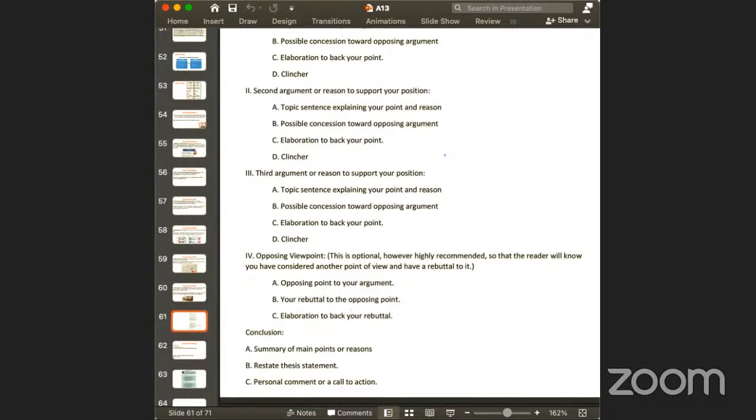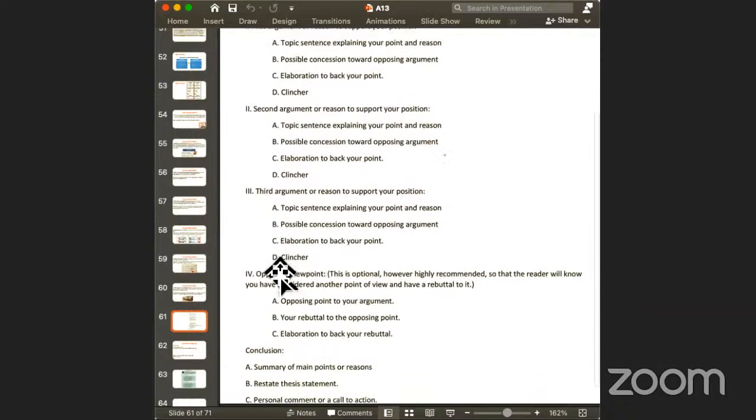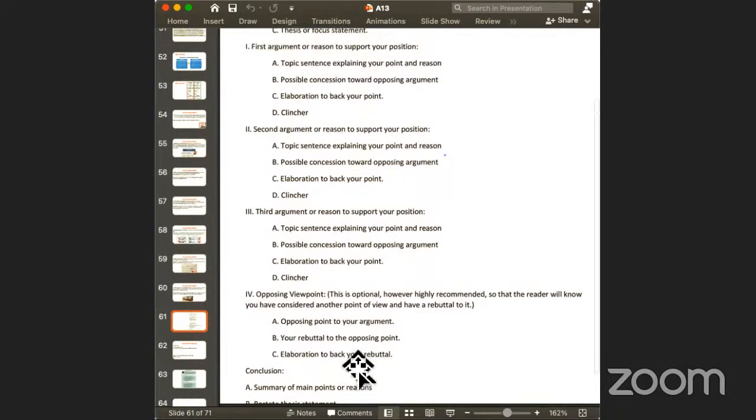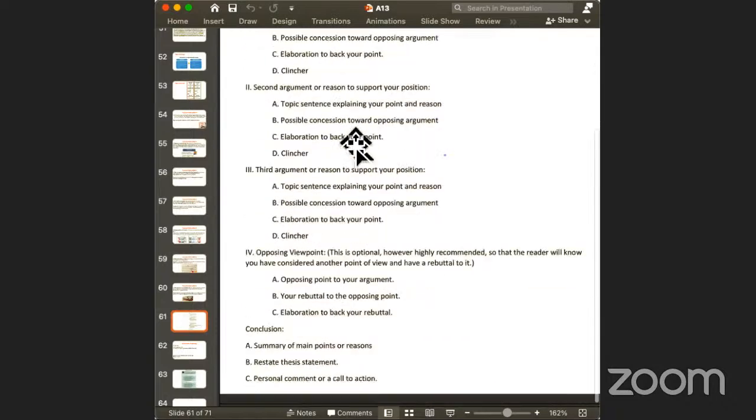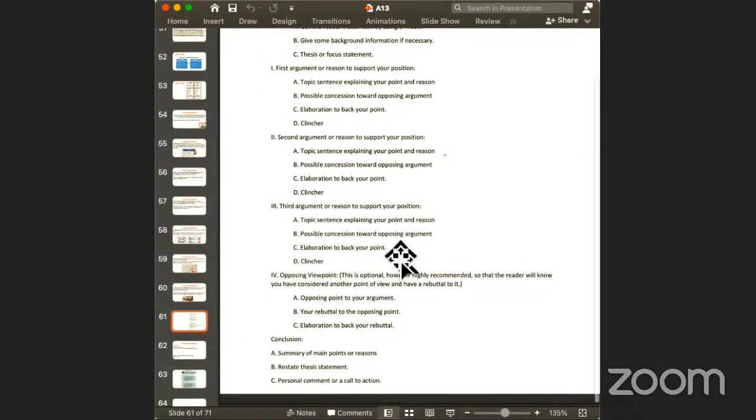And well, at the end, you should always summarize your main points or reasons, your arguments. You should restate your thesis statement. You should mention again, dogs are better than cats, but in a different way, obviously. And a personal comment or call to action. And this is important in a persuasive essay because you're having a connection with your reader, right? And like we mentioned before, we should always try to show some emotions.